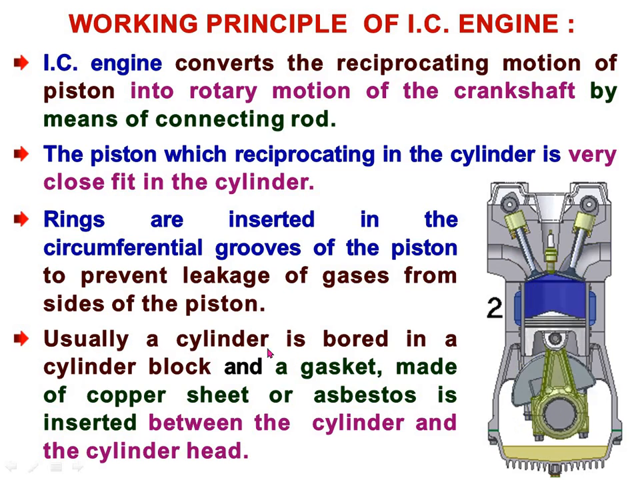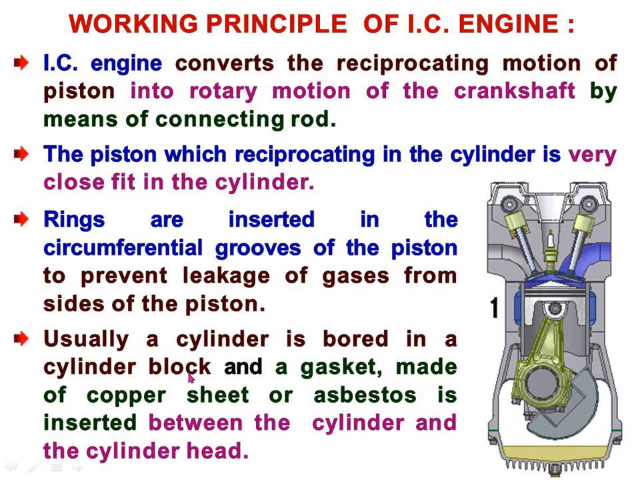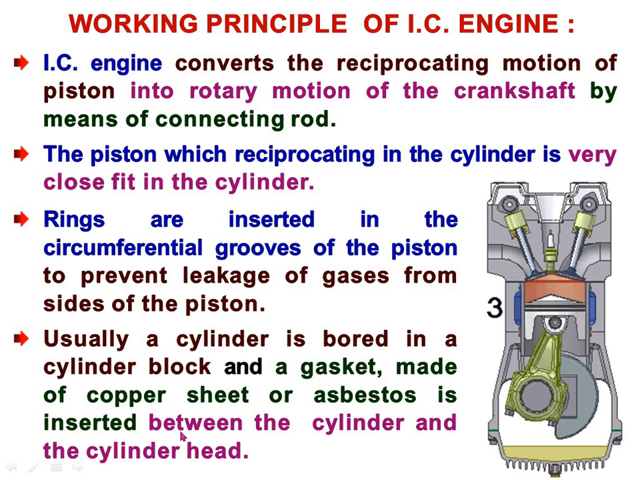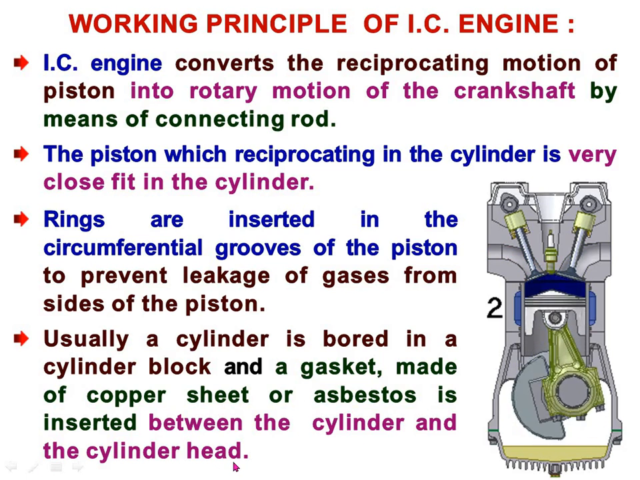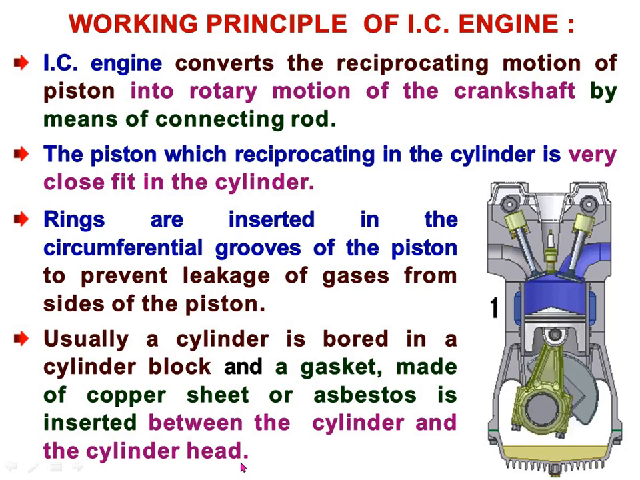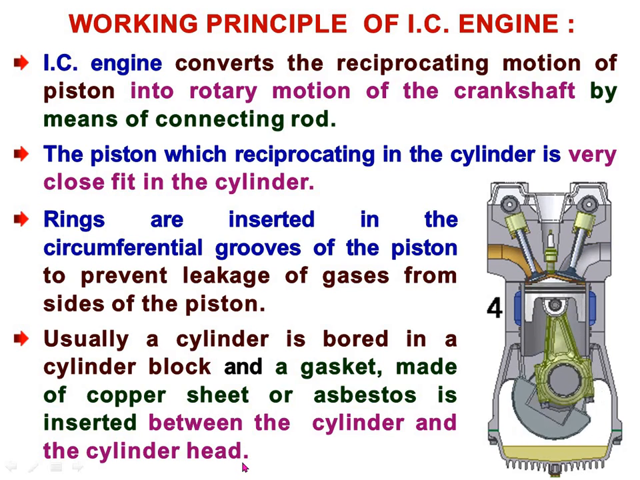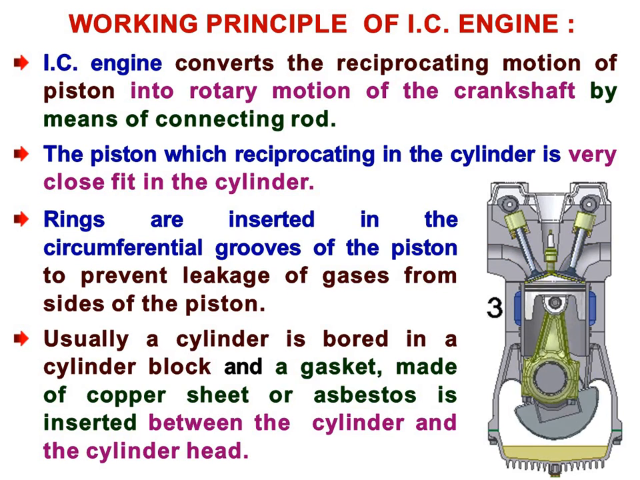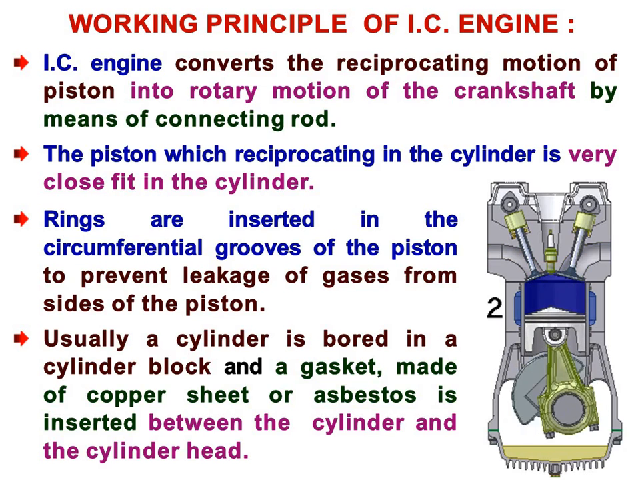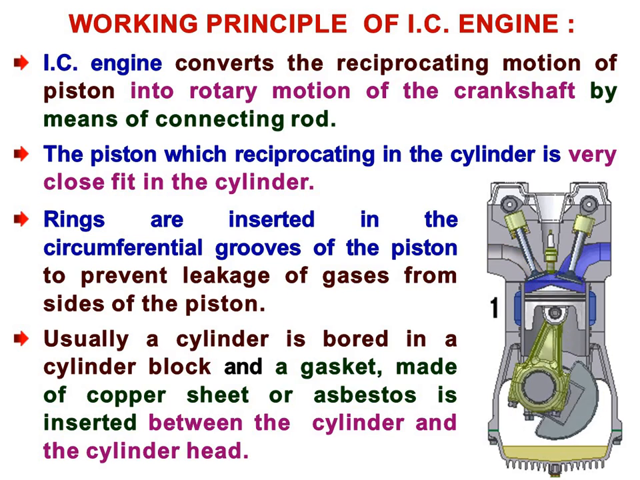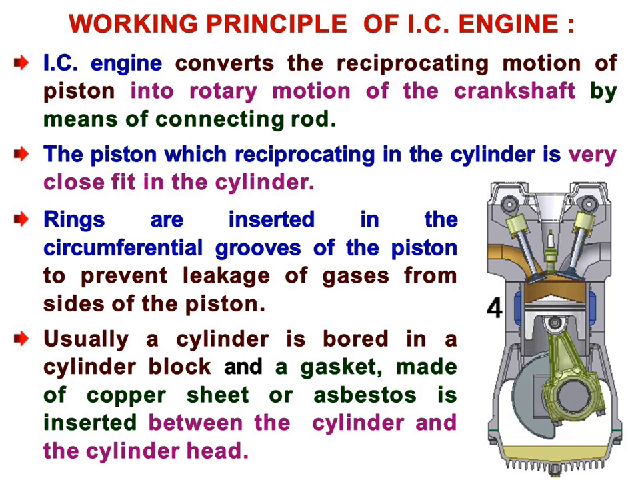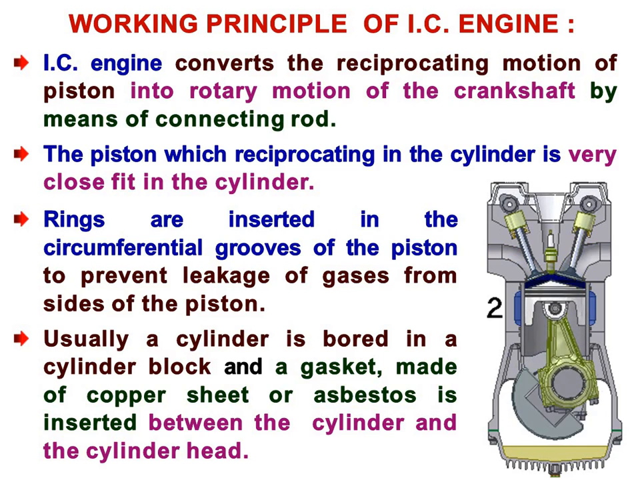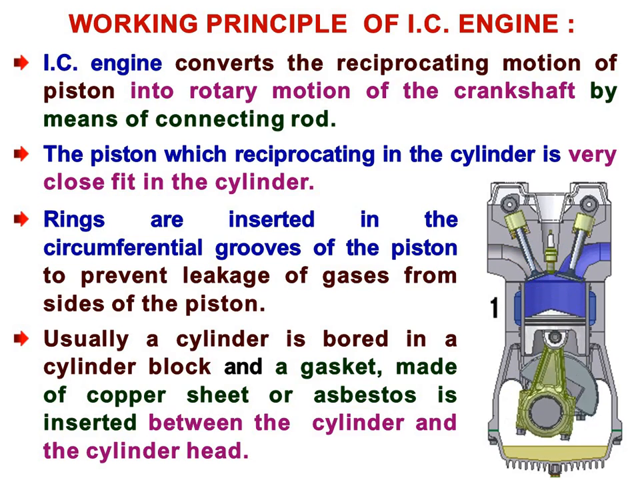Usually a cylinder is bored in a cylinder block, and a gasket made of copper sheet or asbestos is inserted between the cylinder and cylinder head. We have seen this in the study of the different parts of the IC engine. At that time we saw that there is a gasket in between the cylinder head and cylinder cover. So this prevents the leakage of the gases and closely fits the cylinder in the cylinder block.